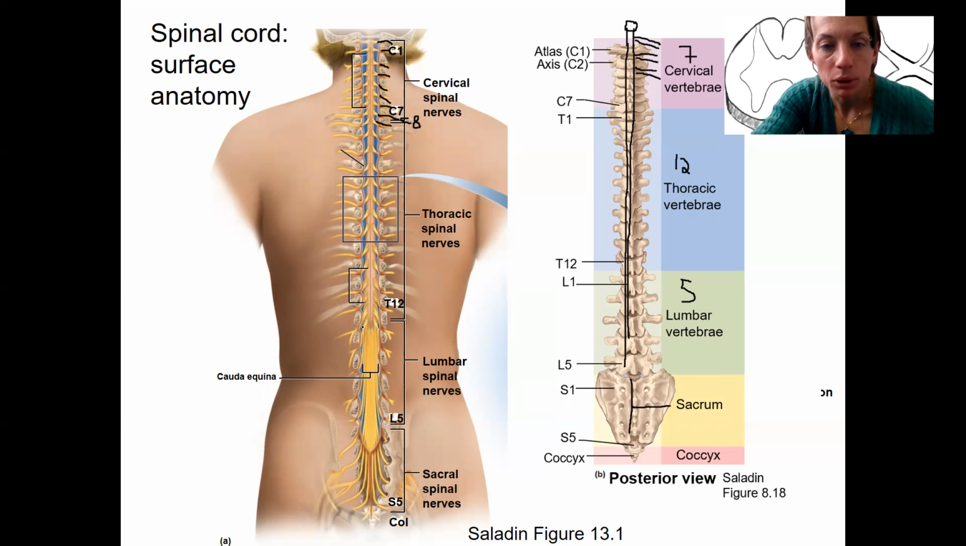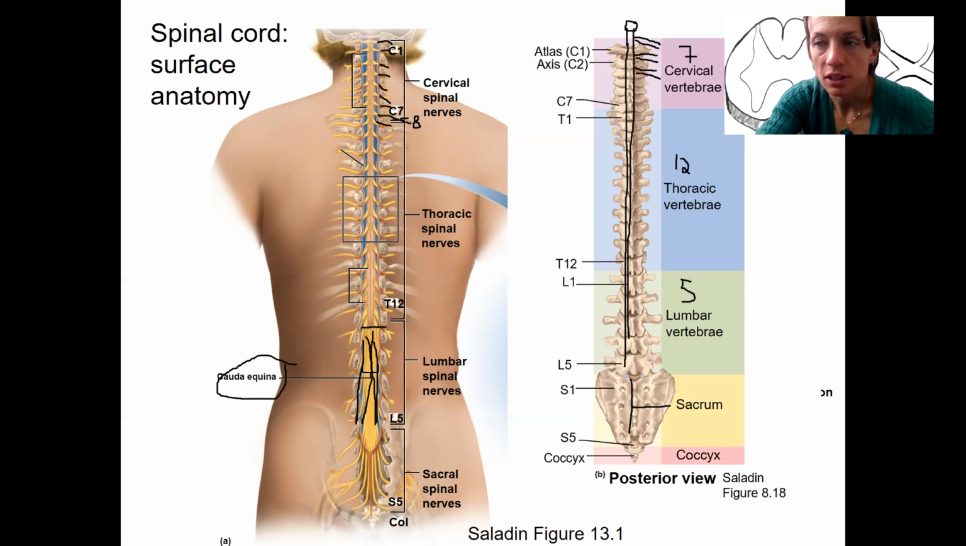Note the anatomy below the thoracic level. There's this cauda equina. This refers to horse's tail, and it is this anatomy right here that looks kind of like a horse's tail, where the spinal nerves travel straight down and then out like that.